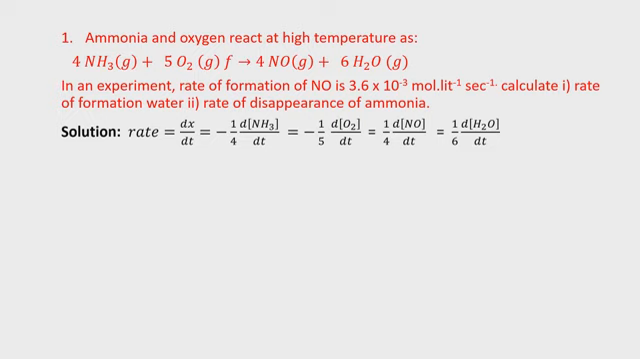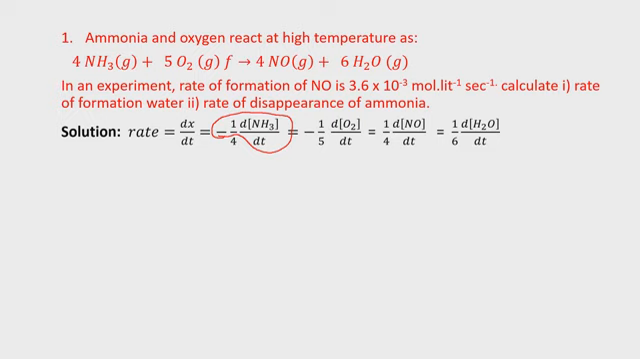Dear student, here is very important: rate of formation, rate of disappearance. Look at this, minus is there, minus dNH3 by dt. This is called rate of disappearance of ammonia. Please don't involve this number 4. This stoichiometric coefficient doesn't involve in the rate of disappearance of ammonia. This is only minus dNH3 by dt, rate of disappearance of ammonia.